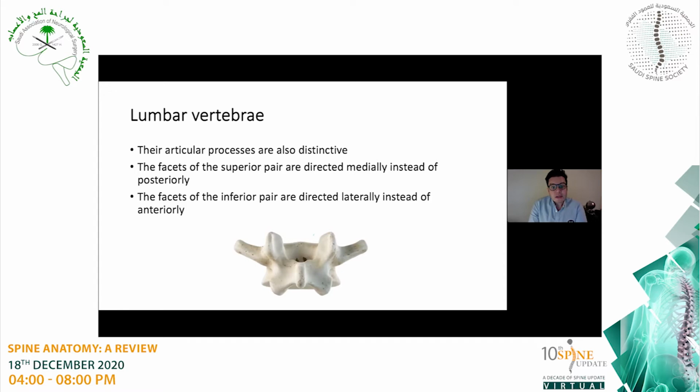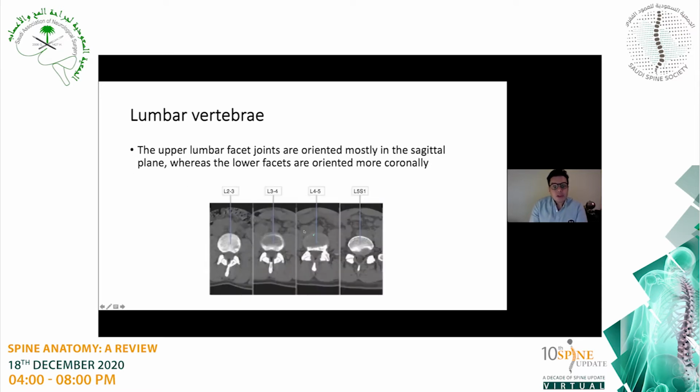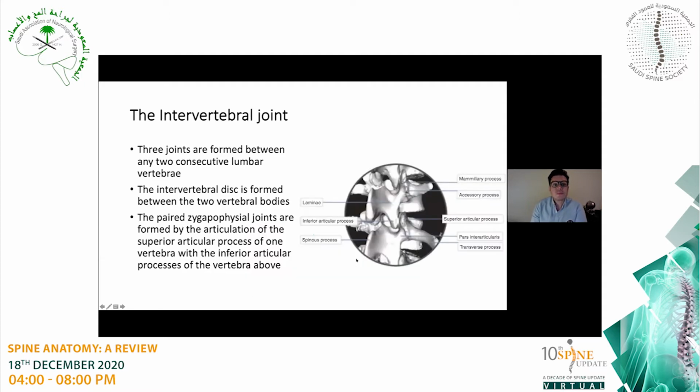The articular processes are also distinctive in the lumbar spine. The facet of the superior articular process are directed medially instead of posteriorly, and the inferior articular processes are directed laterally instead of anteriorly. The orientation of the facet varies as we move from upper to lower lumbar levels. In the upper levels, the facets are more oriented in the sagittal plane, whereas it is more coronal in the lower lumbar vertebrae. The intervertebral joints formed between two consecutive lumbar vertebrae are 3.